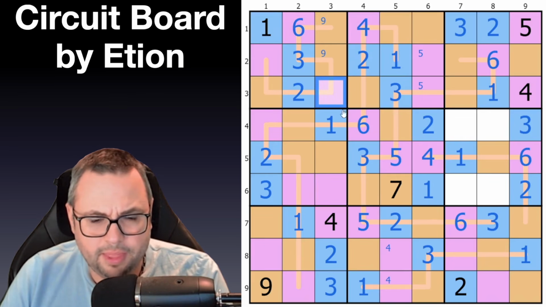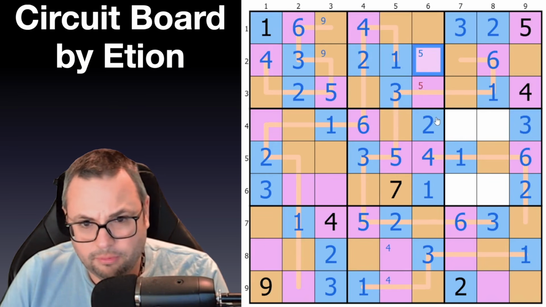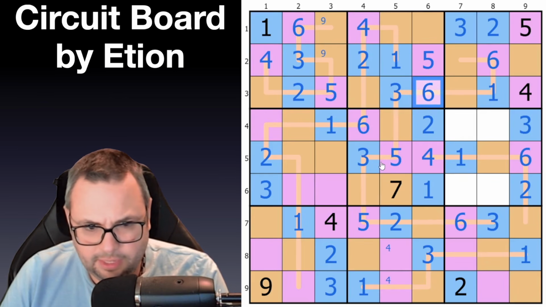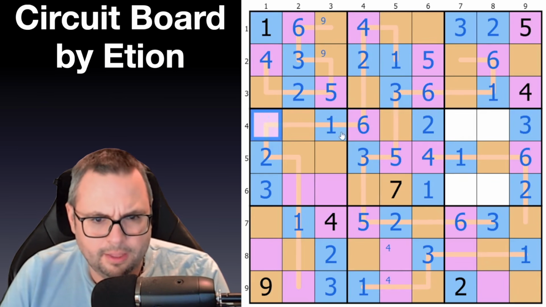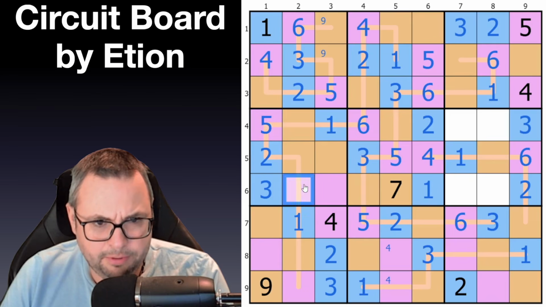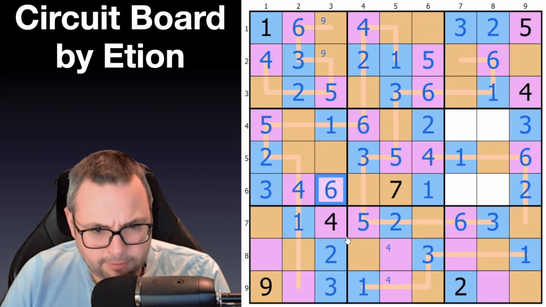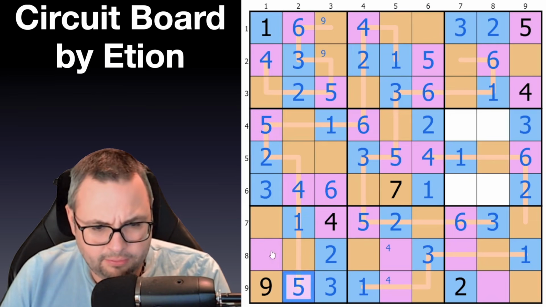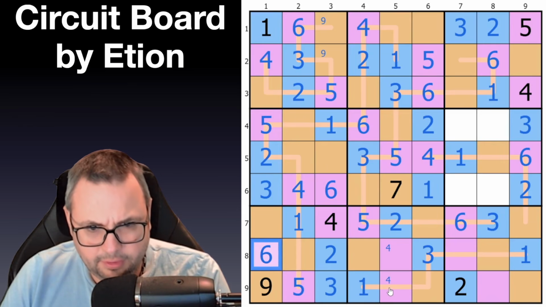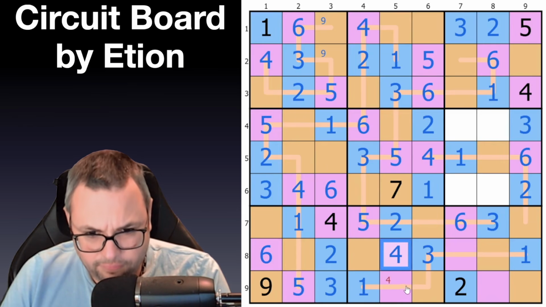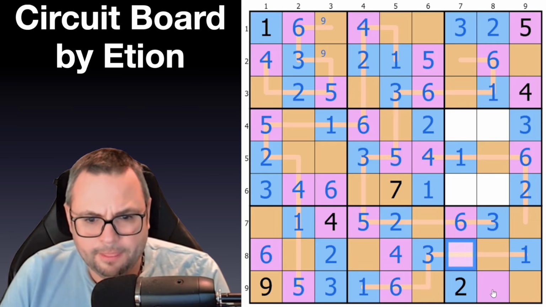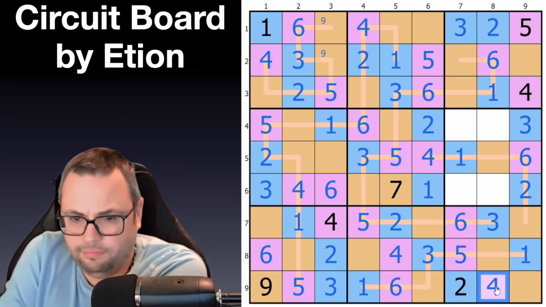Let's see. So that's now a 5 and a 4, which places the 5 and the 6 over here. That's a 5 because it sees both, so that's a 4 and a 6. There is a 5 and a 6. There is a 4 and a 6. And there is a 5 and a 4.